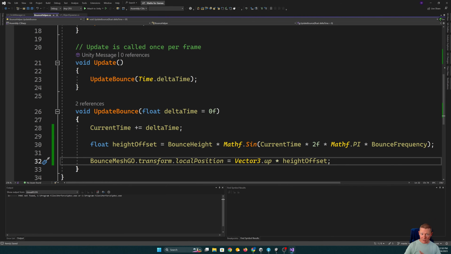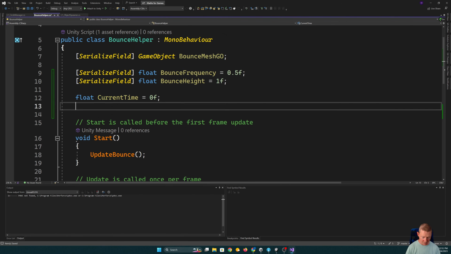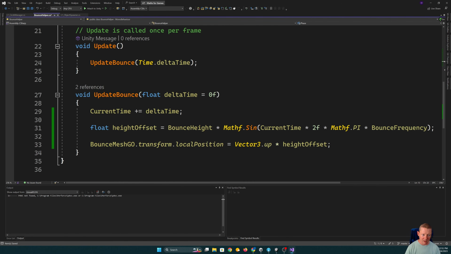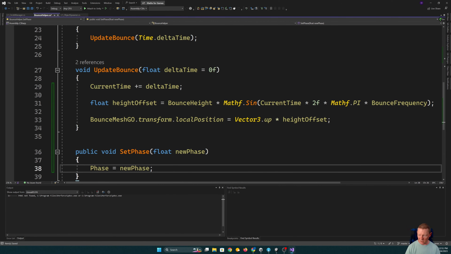So sine and cosine, we saw they were essentially the same curve, just shifted. They were 90 degrees out of phase. So we could give a phase value to each of these things that are spawned. So I'm going to give here phase is 0. I'm going to set up a public void SetPhase and new phase. So just storing it, we're not doing anything too complicated.